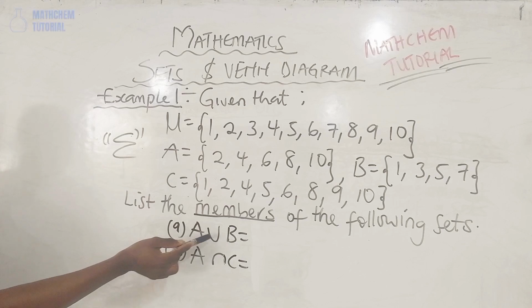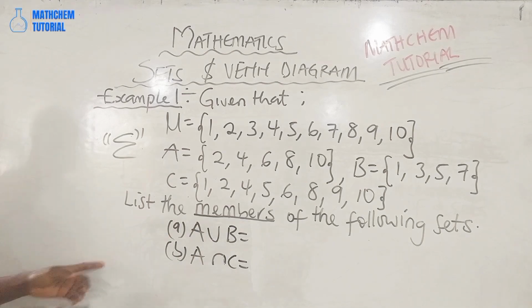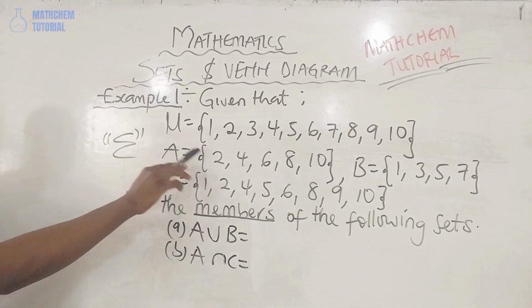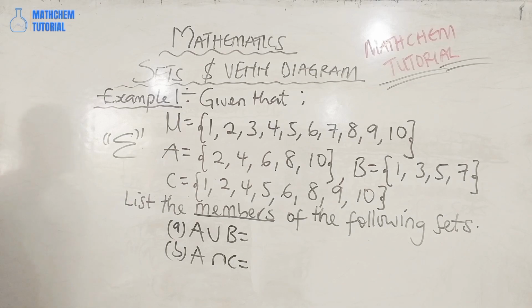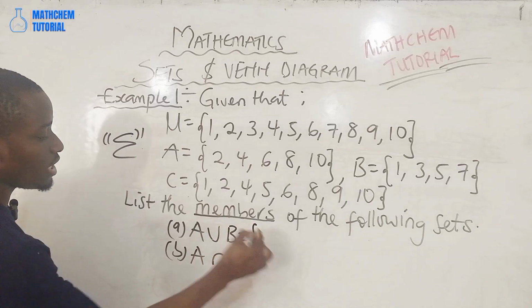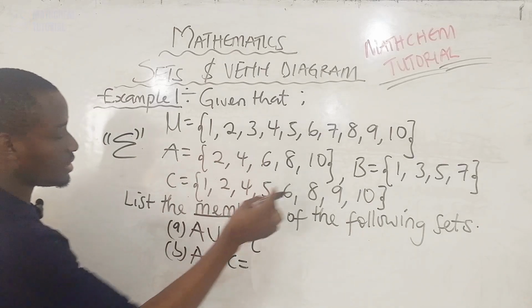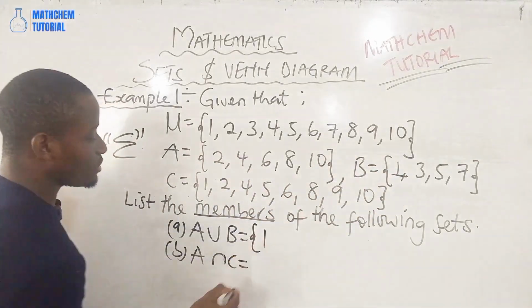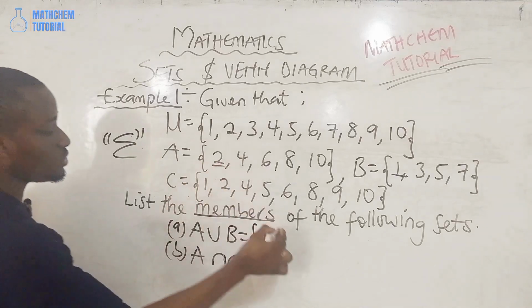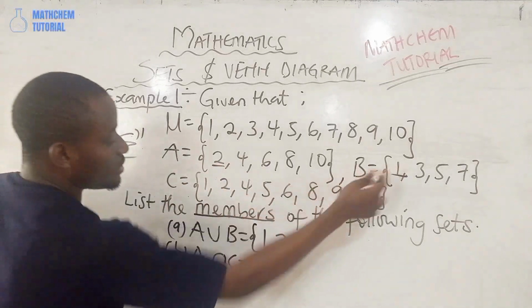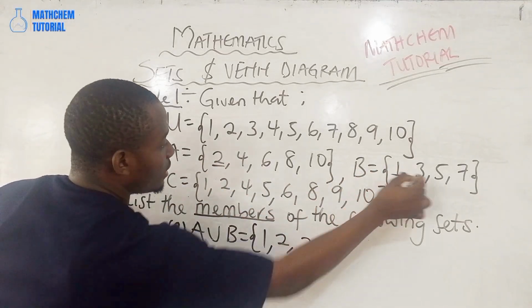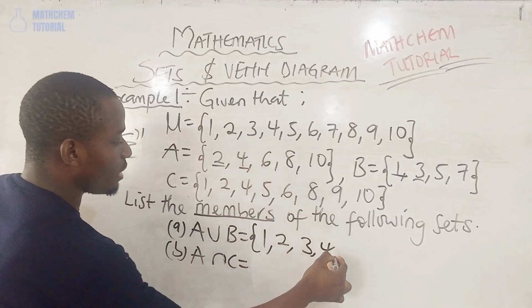Now the first says A union B. Union means we are combining the sets A and B together, arranging it in alphabetical order or ascending order. So A union B is going to give, in set B we have 1, so I'll write 1, comma, then we have 2, is there 3? Yes, so I'll write 3 here. Then there's 4, I'll write 4.